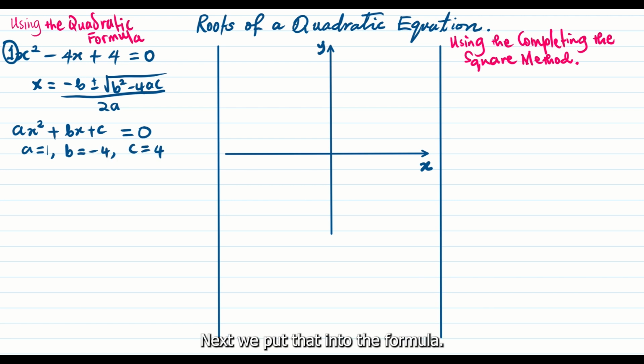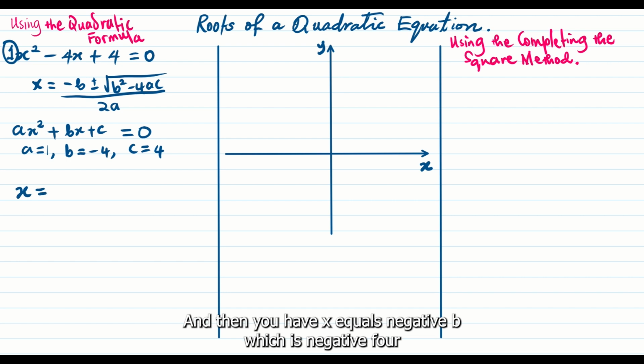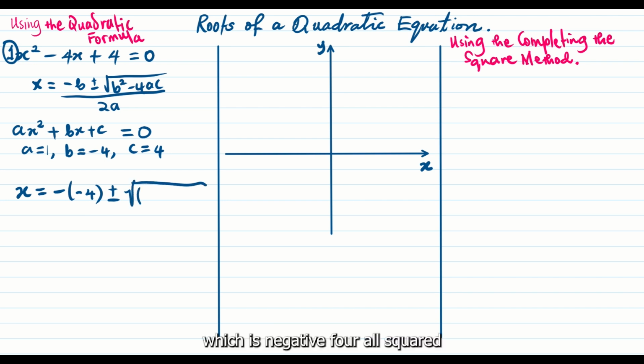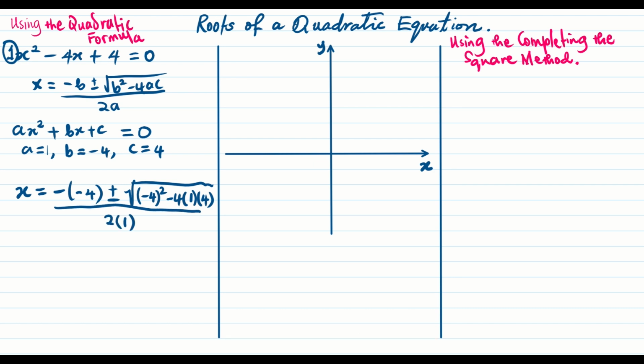Next, we input that into the formula, and then you have x equals negative b, which is negative 4, plus or minus the square root of b squared, which is negative 4 all squared, minus 4 times a, which is 1, and times c, which is 4, all over 2 times a, which is 1.